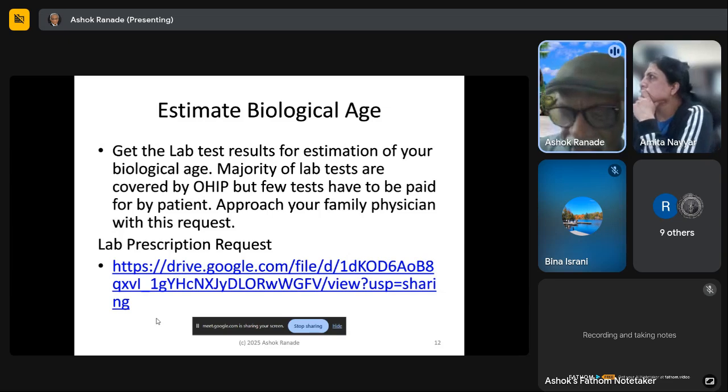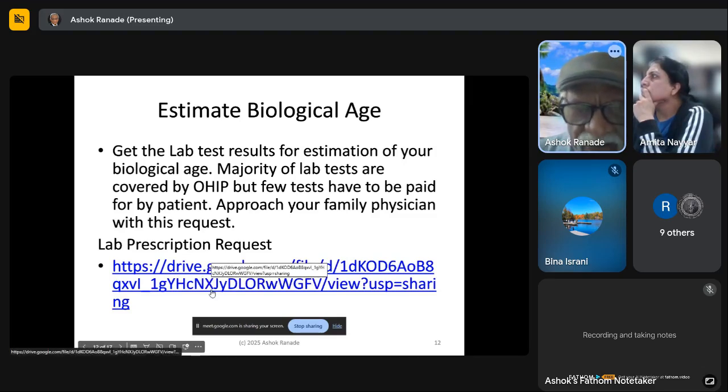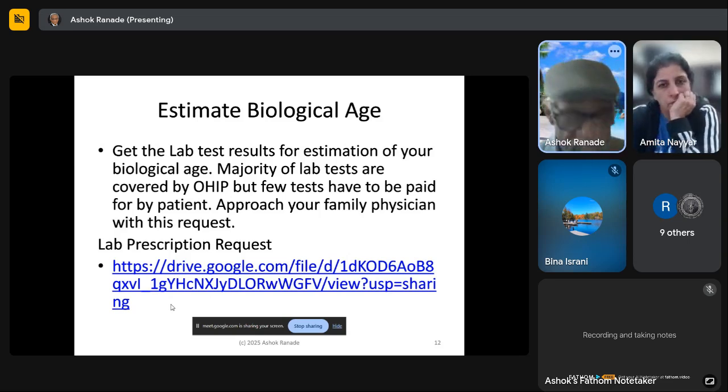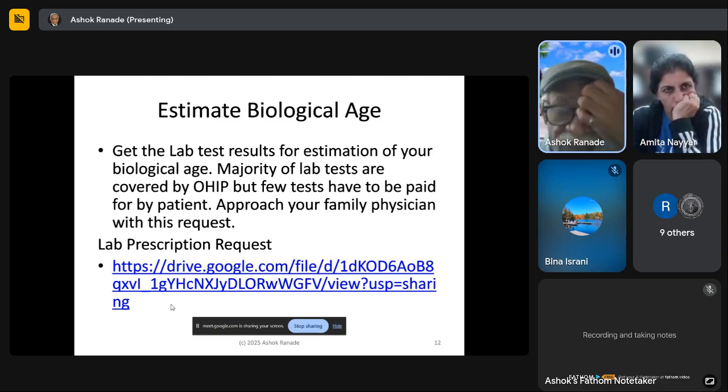So that is why I'm suggesting this. It will take time for you to approach your physician, take his appointment, get the prescription, and then actually take the tests and get the results. All this will take at least 3 weeks. That is why I'm suggesting let's start it right in the first week. Okay, so at this link, you will see the prescription request that was generated for me. But a similar one you would be able to generate for yourself using ChatGPT.